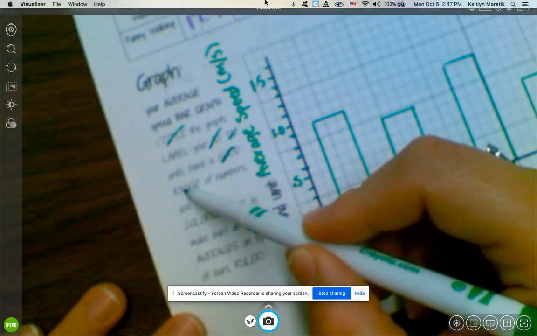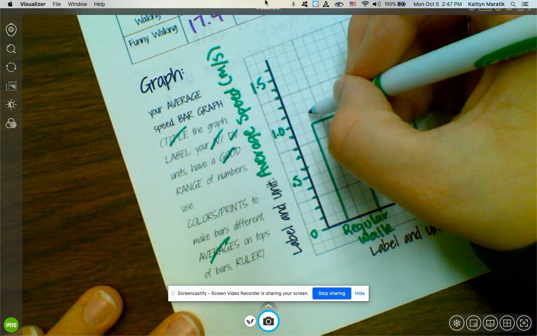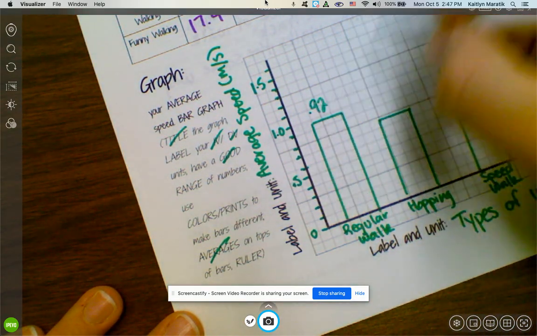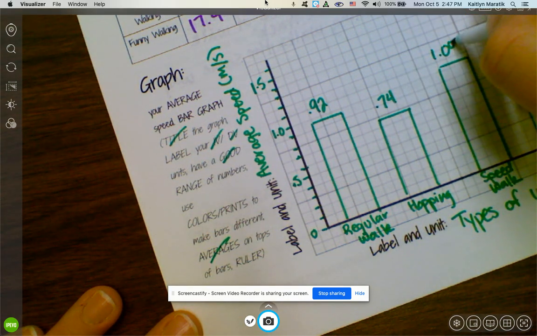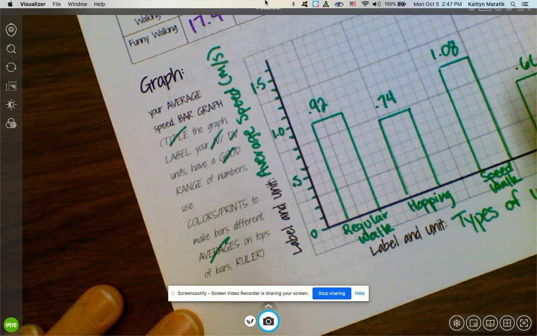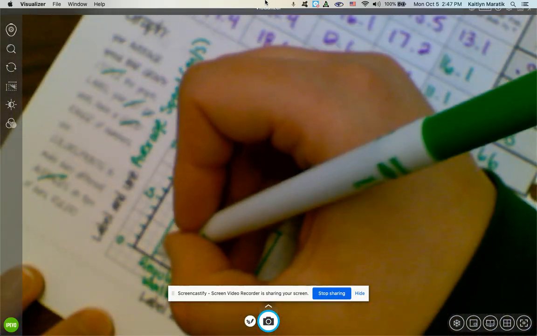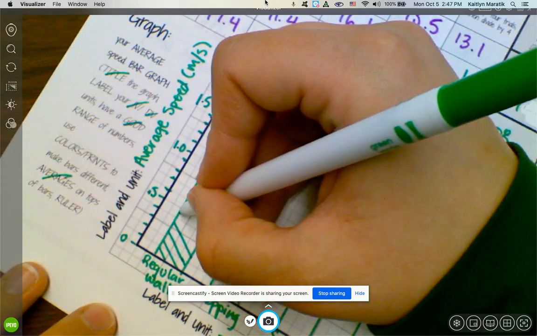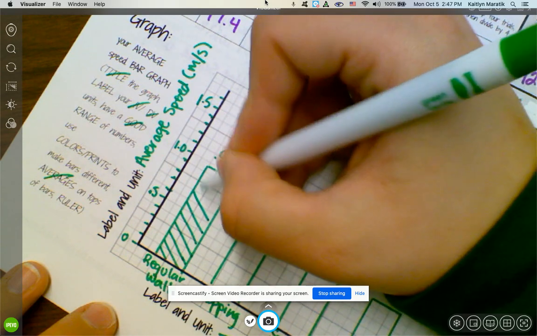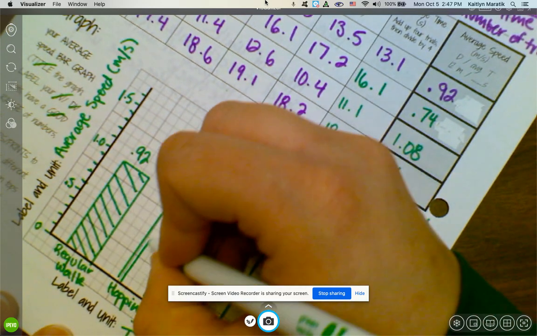So I have a good range of numbers. I'm going to use colors and patterns. Let's get these averages on the top. So we've got 0.92, we've got 0.74, 1.08, and 0.66. So the only thing I need to add yet here is my colors or patterns. So if you wanted to do colors or patterns, go for it. Your patterns can be freestyle. You can freestyle these if you would like, if it brings you happiness.